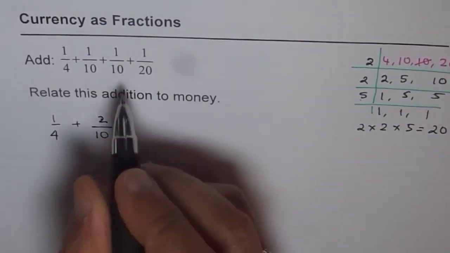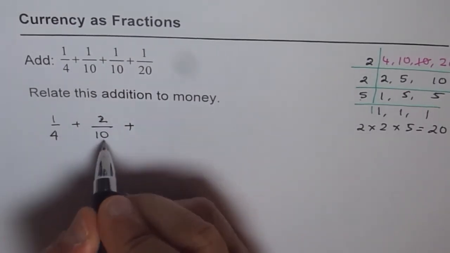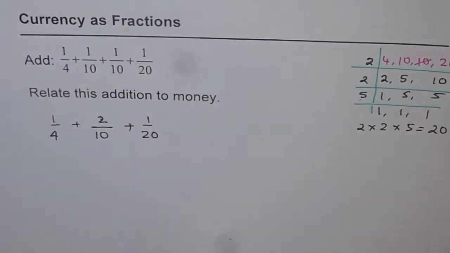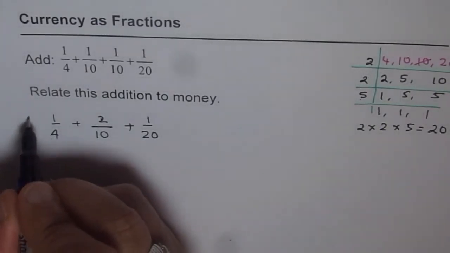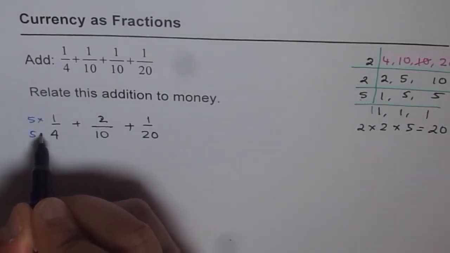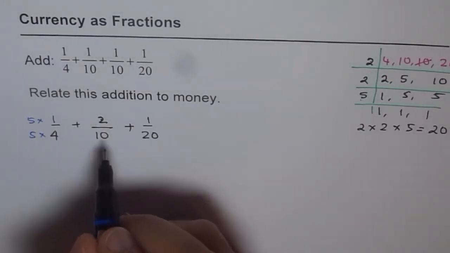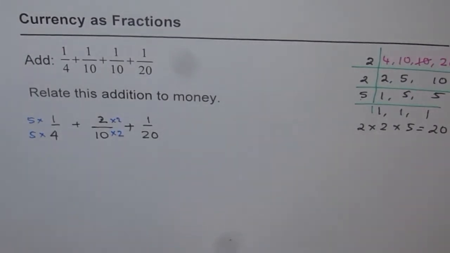Okay, that's not a problem. Since their denominators are the same, they can be added. So let's write 2 over 10 for that, and then we have 1 over 20. Now, we know 20 is the common denominator. To make 20, we need to multiply this by 5, right? Both numerator and denominator. And here, to make 20, 10 times 2 is 20. So let's multiply this by 2. Now, what do we get?